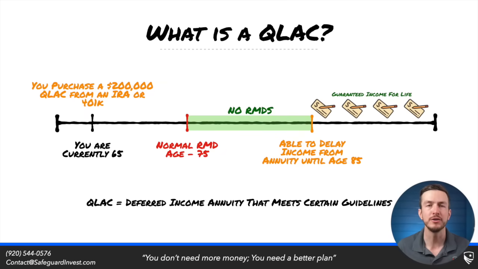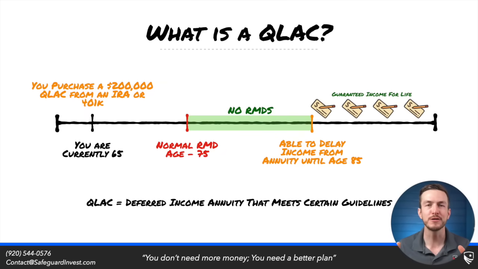Now, there are a lot of methods to avoiding RMDs altogether. One of the key ones we talk about on this channel is through things like Roth conversions. Roths are not subject to RMDs, for instance. But there's another method that is growing in popularity and leading to a lot of questions from retirees. This method is a specific type of annuity called a QLAC and was permitted by law in 2014.